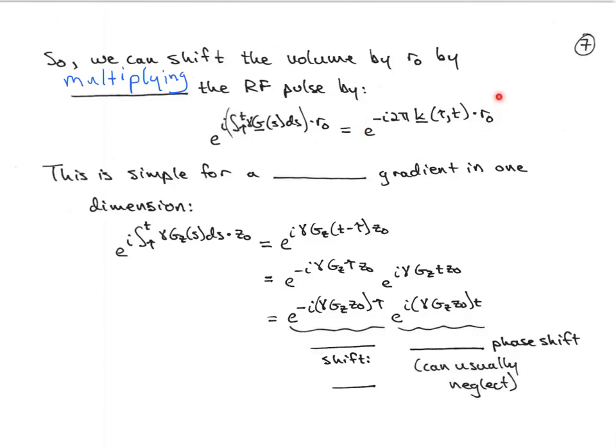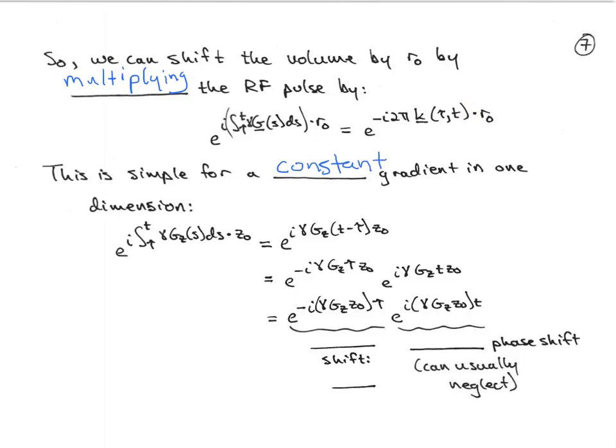Effectively what we want to do is make R0 seem like 0 to the pulse. So if your gradient is changing all the time during the pulse, then it makes sense that the frequency modulation would have to change too, because the frequency at R0 is changing. Okay, but this is extremely simple for a constant gradient in one dimension, right? So it's worth visiting that special case.